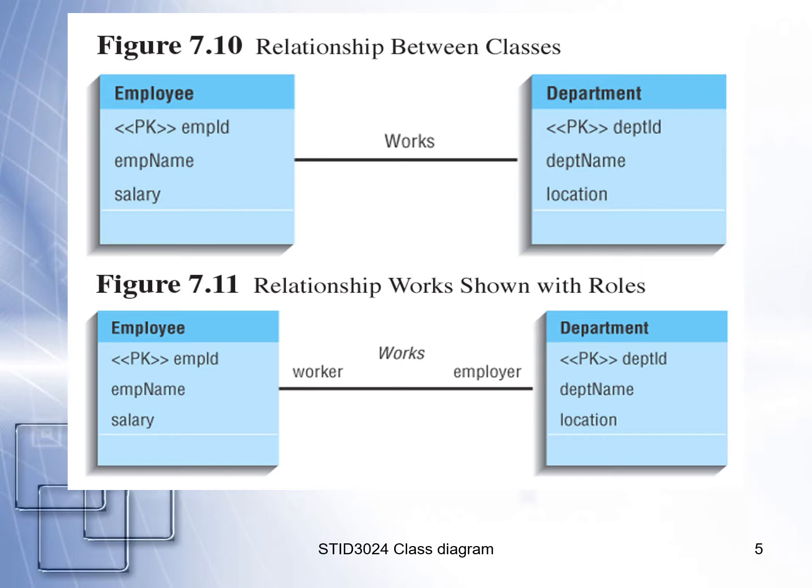You can also make it more meaningful by putting in roles. Okay, these are the roles, worker and employer. That is actually the roles that you can put into the class diagram so that it's easy. So we know that employee has the role of a worker, and this class department is the employer.